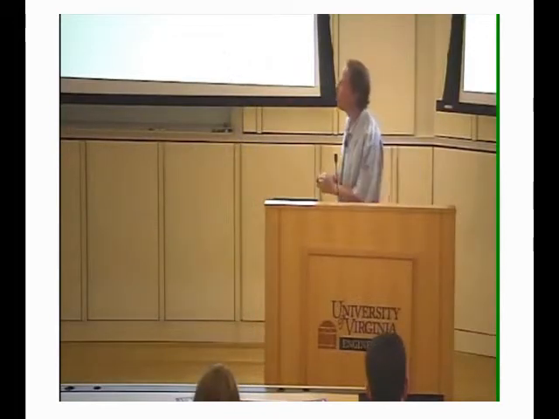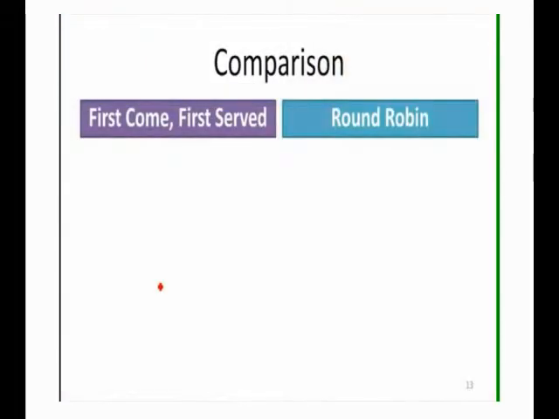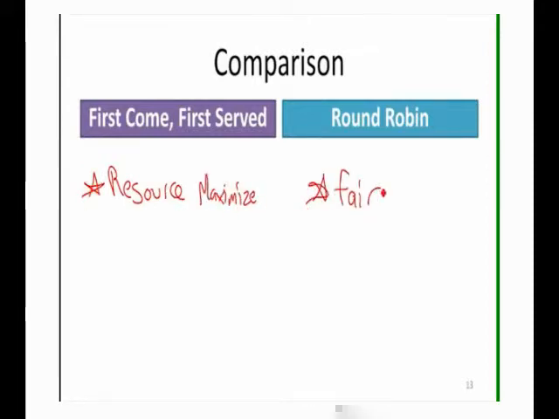These are our 2 most basic options for scheduling. We've seen that first come, first serve is great for resource usage, and round robin is great for fairness. But they're both pretty poor for the other properties.